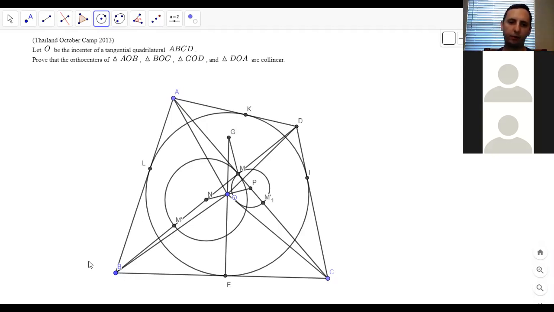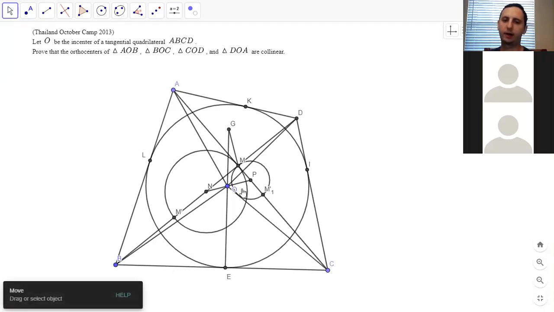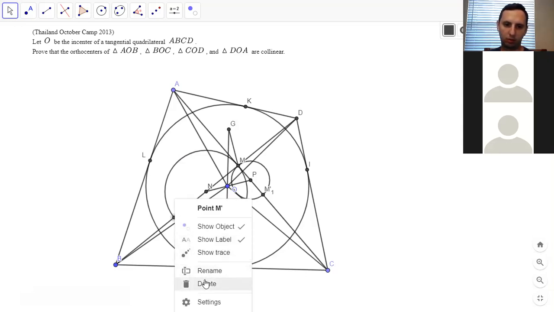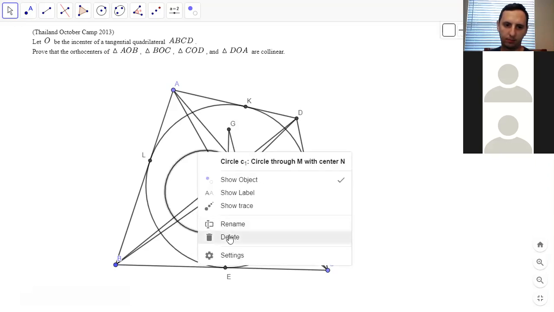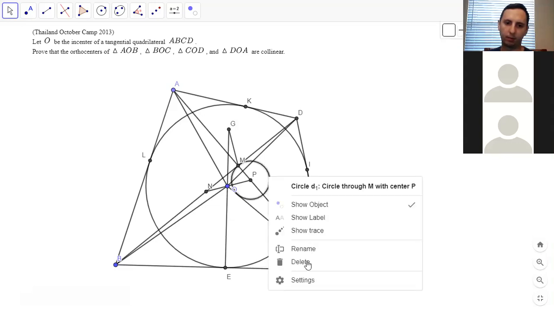Is there any transformation we can do to M and G? I'm going to delete these two circles for now, if that's okay, just because I feel like showing that it's on the radical axis is the same as showing that GN squared minus NM squared is GP squared minus PM squared. But yeah, let me know if you want me to draw them back.